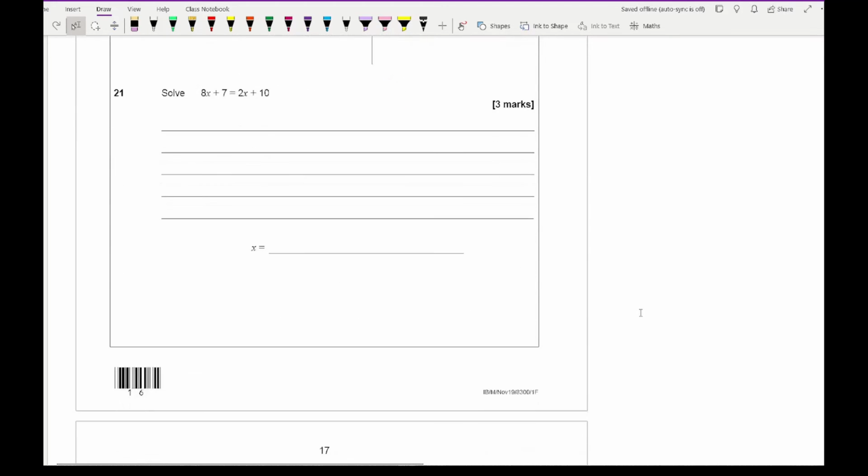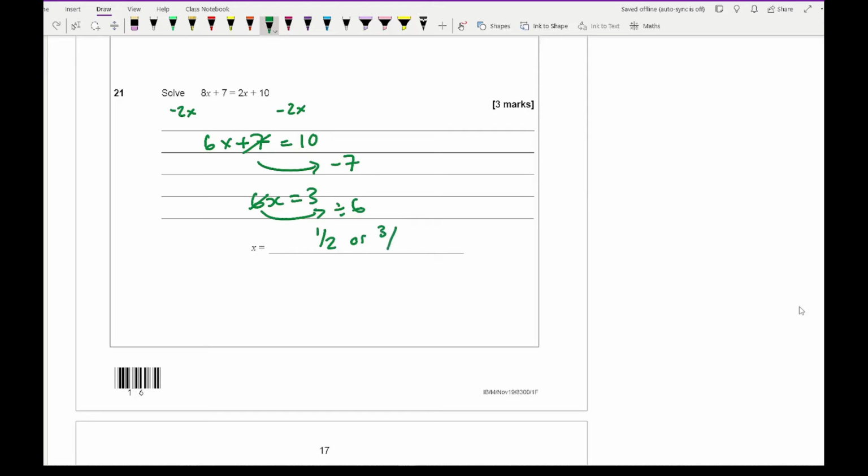Question 21, we've got a double-sided equation. So again, this could be done in several ways. Personally, I would always get rid of the smallest number of x, so let's just do that. So here I end up with 6x plus 7 equals 10. I take the 7 over to the other side, so I've got 6x equals 3, and then I take the 6 over to the side by dividing, in which I end up with 1/2. Or you could write it as 3 over 6, or you can write it as 0.5, and that would get you full marks.